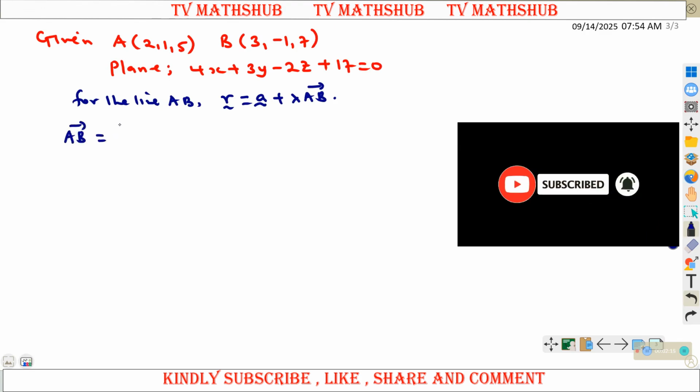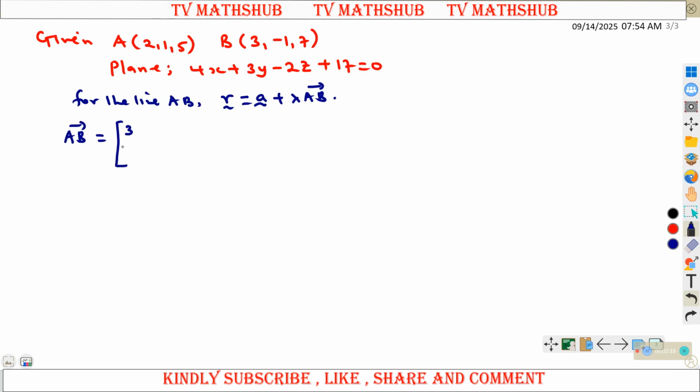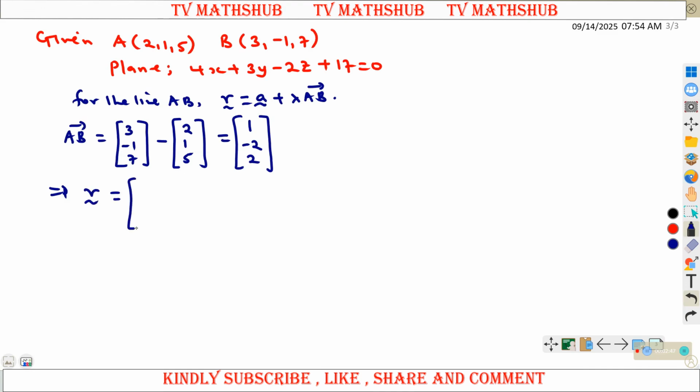Vector AB is same as getting B, which is (3, -1, 7), then you subtract from it A, which is (2, 1, 5), because we understand AB is same as OB minus OA. And this will give us 3 minus 2 is 1, this will be -2, and this will be +2. So this will be AB. And from there, it implies that our r will be same as a, which is (2, 1, 5), plus lambda AB. So AB is (1, -2, 2).